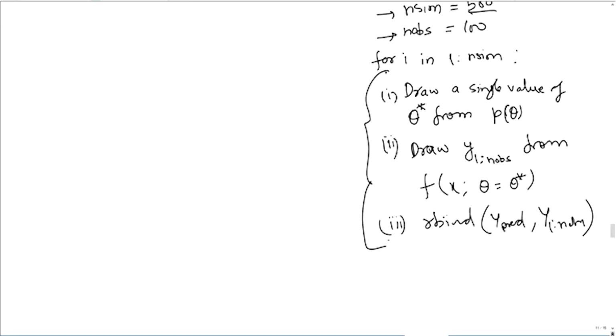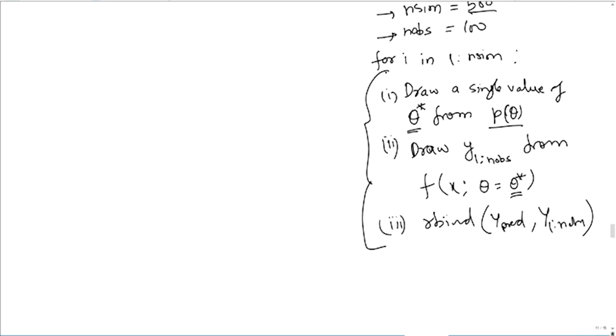This is what you do inside the loop. For each iteration you are drawing a sample of theta from its prior distribution. Then, conditional on that particular sample of theta, you are generating new data from your likelihood function.